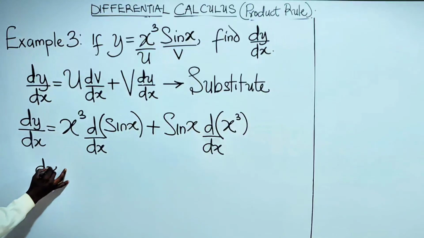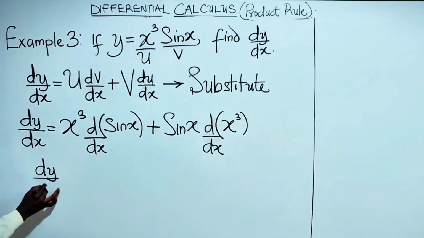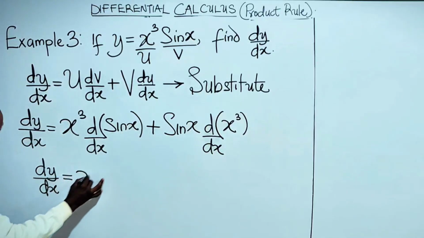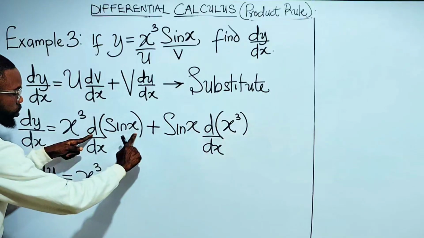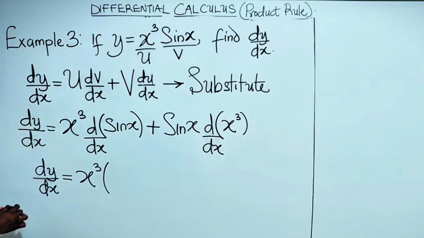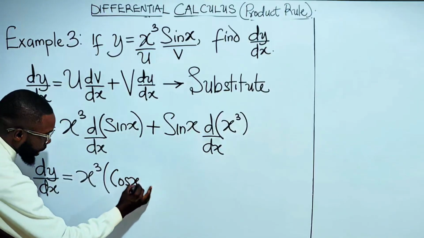We're going to have dy over dx as what? Leaving this value here, we have x raised to power 3, and then differentiating this value. So how do we differentiate sine x? If we differentiate sine x, what do we get? Of course, we're going to have cos x.